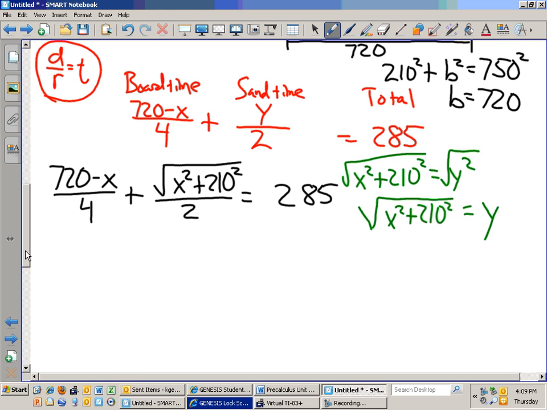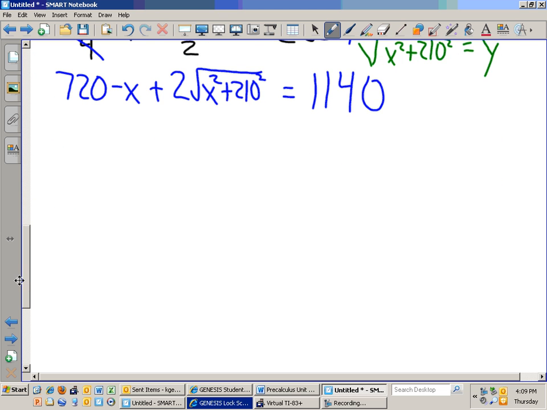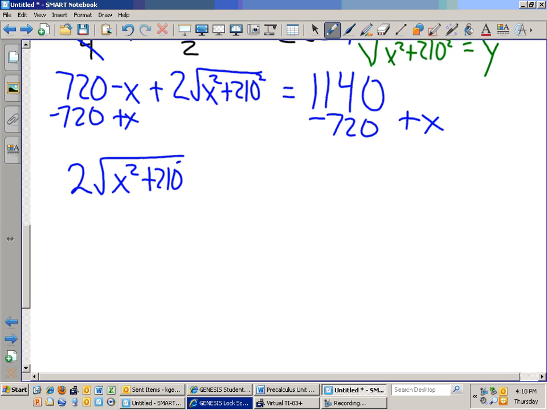I want to get rid of fractions, so I'm going to multiply through by 4. And when I do, the 4's cancel out here. I have 720 minus x plus 2 times the square root of x squared plus 210 squared is equal to 1,140. I need to gather all my terms that aren't the square root onto one side. So I subtract the 720, I add the x. If I do that, I get a new equation, and it is 2 times the square root of x squared plus 210 squared equals x plus 420.